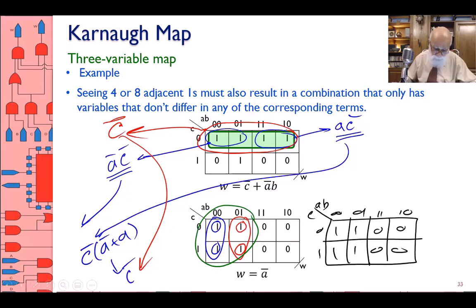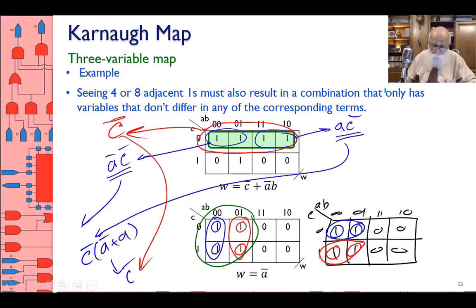I could do this. This is an implicant, this is an implicant, that's an implicant. This is an implicant, this is an implicant, this is an implicant. Now I have two implicants along the same column. Again, they're adjacent, and therefore I can map them together.